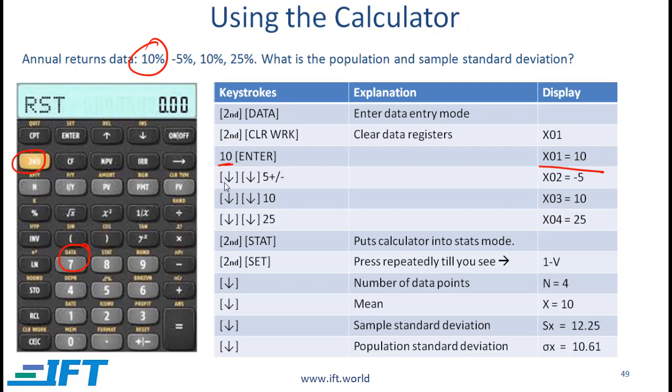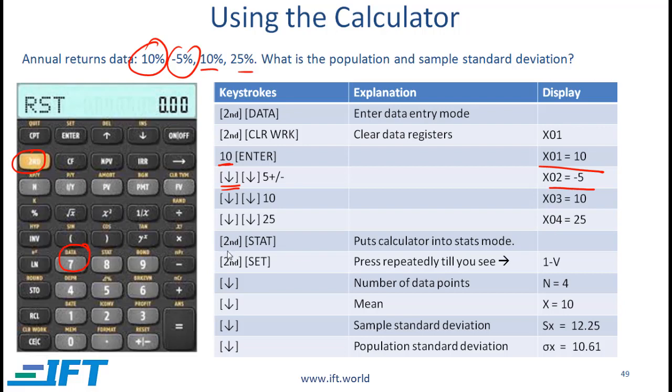Down arrow once and then a second time. When you put down arrow once, you will see Y01. But since we are only entering one set of data, you do not need to enter any information for Y. So we just down arrow past the Y. Then you will see X02, enter 5 plus minus. That is essentially then saying that the second data point is minus 5. You do the same for 10 and 25. You have now entered the 4 data points into the calculator.